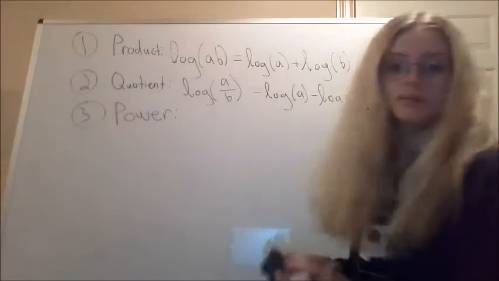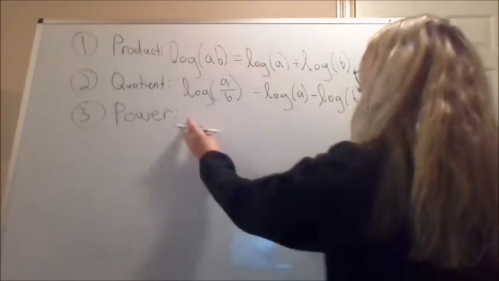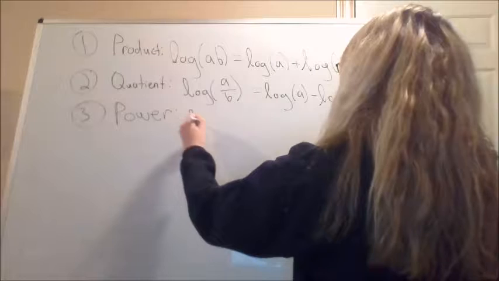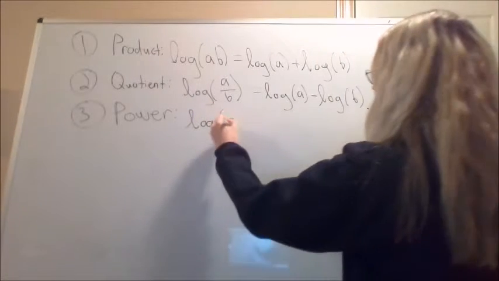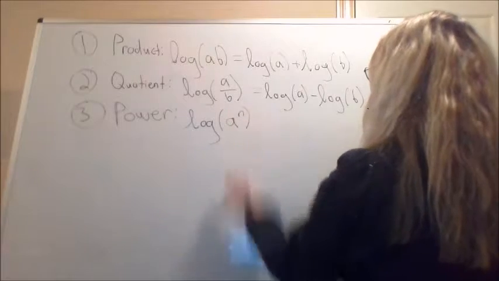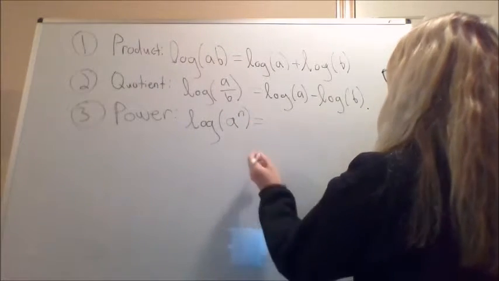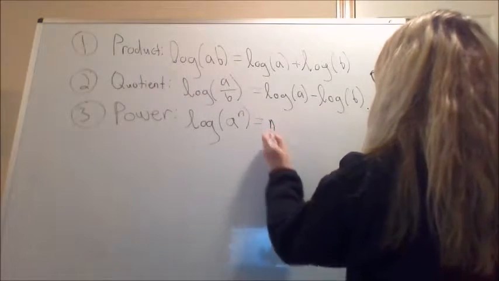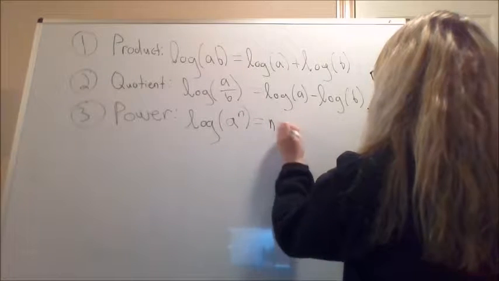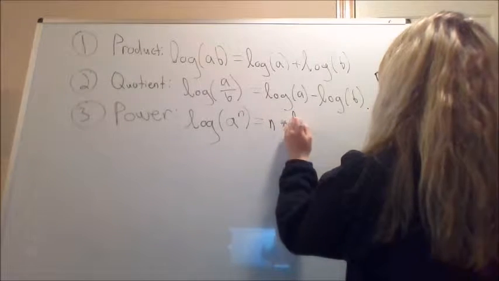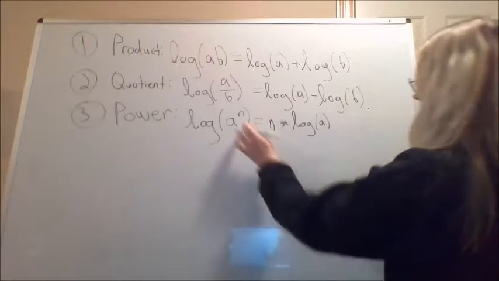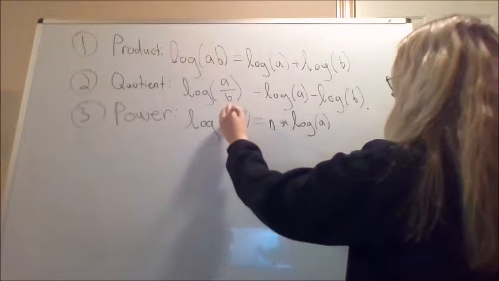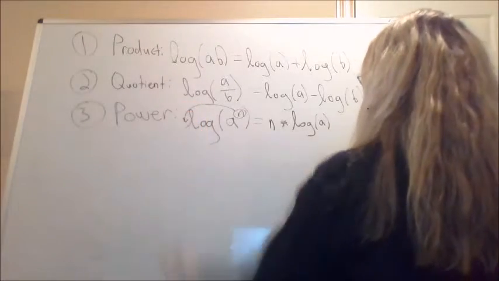And the third rule is very, very important, the power rule. It states that if we have the log of a to the power of n, then we also have n times the log of a. So what we've done is we've brought the exponent out in front.